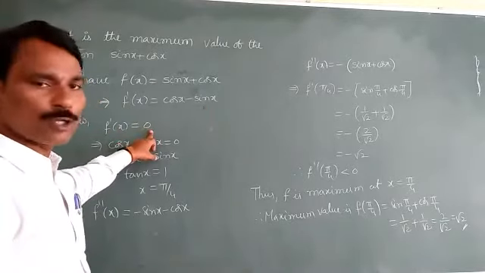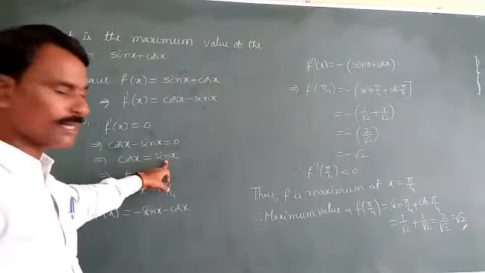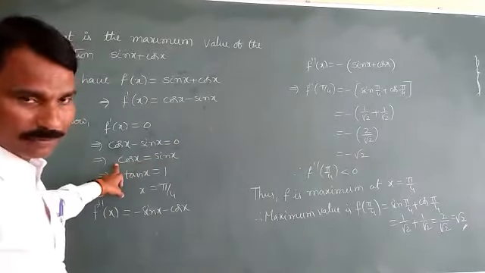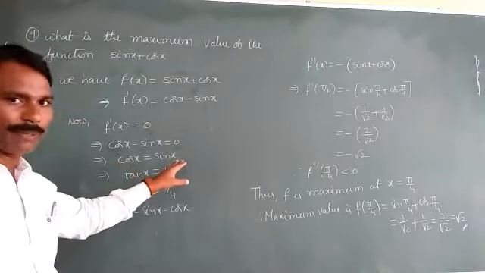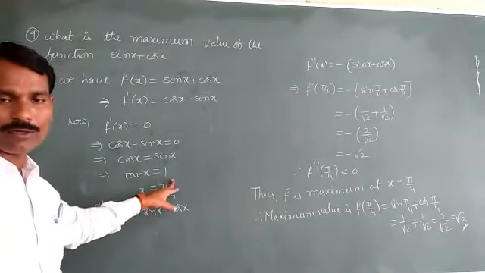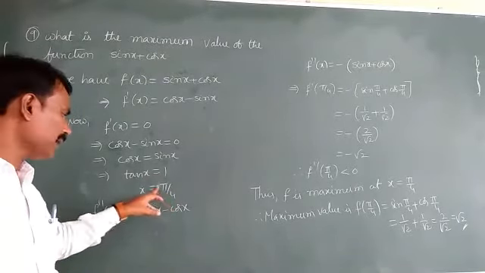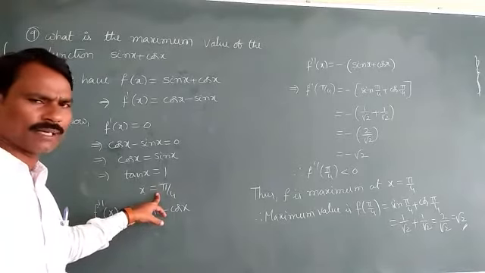f dash of x equal to 0 means cos x minus sin x is equal to 0. Cos x equals sin x; both sides divided by cos x. What do you get now? Tan x equal to 1. So tan x equal to plus 1 means x equal to pi by 4. This is the principal value, pi by 4. By taking the principal value, later we will get the general number of solutions.